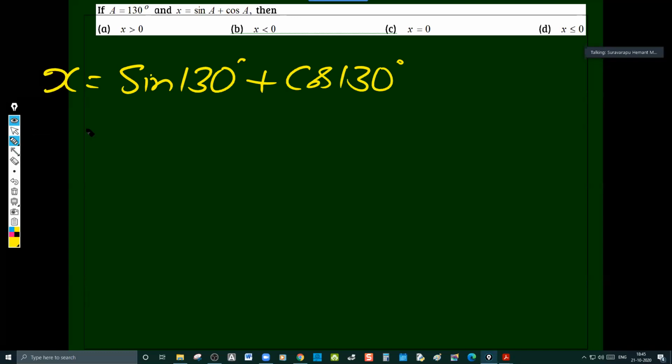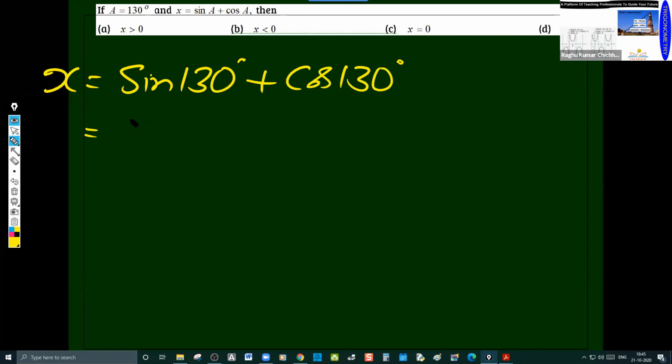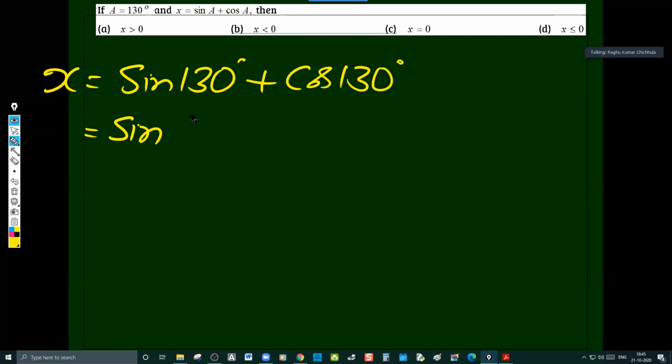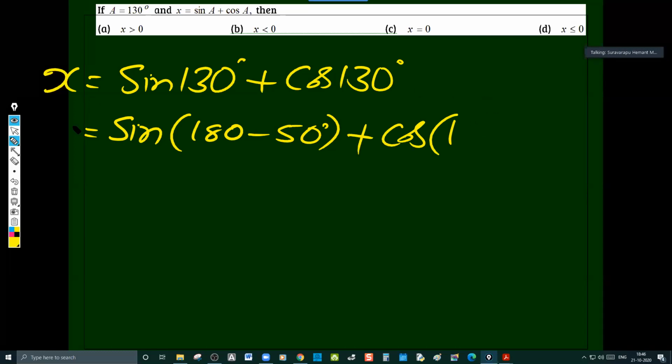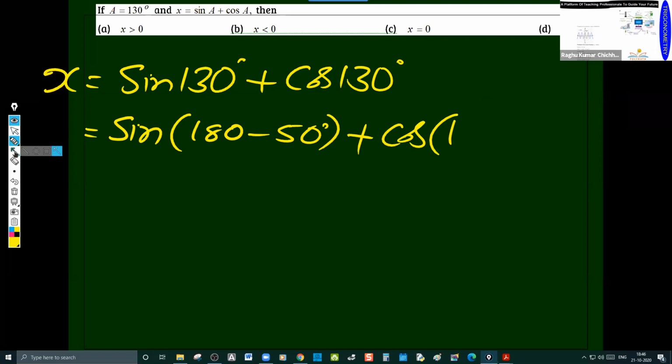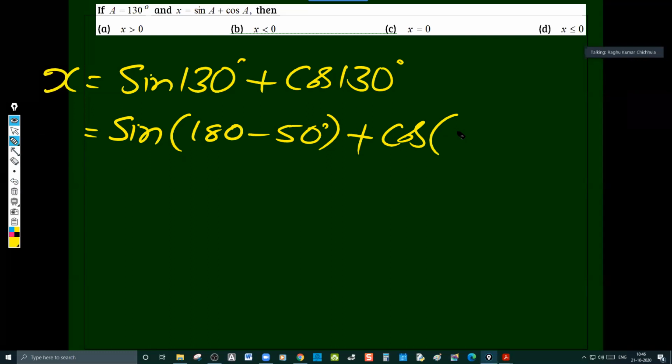Yes, sir. Now, you tell me how to write this. Sine of, I'm reducing the size of the angle by writing it as 180 minus 50. Can I? Yes. Similarly, you tell me how to write this. Cos of 180 minus 50. You can even write it another way. I want to change this to sine. Then how can 130 be written? Any one of you, please. 90 plus 40. That's good.